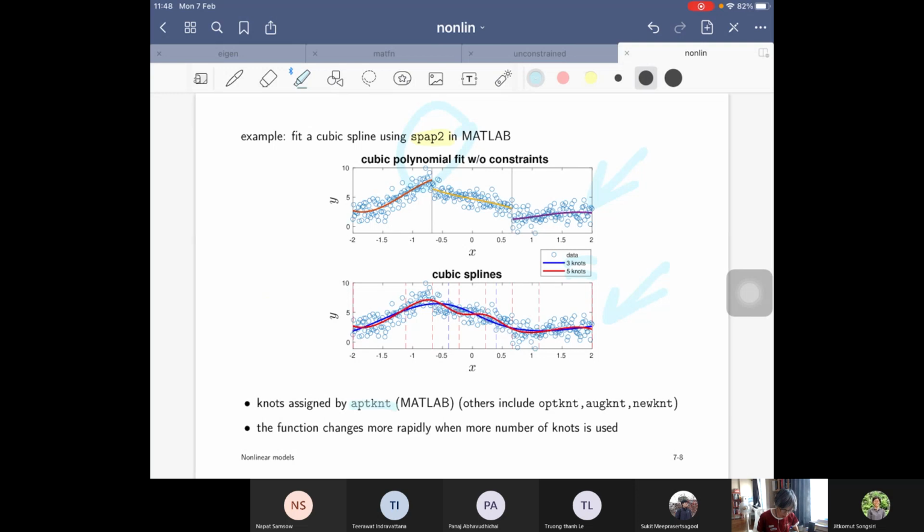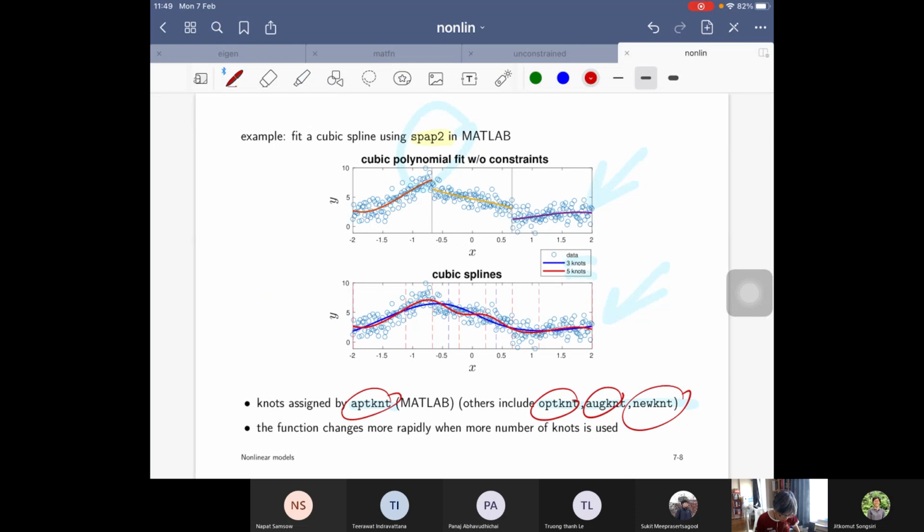And there are many ways, as I suggested before. This is the one. There are some rules, some conditions on the knot locations to be satisfied. They have to lie in the range of X, and there's more information you can read further. This is an acceptable knot, this is an optimal knot, an augmented knot, or a new knot. There are many more.